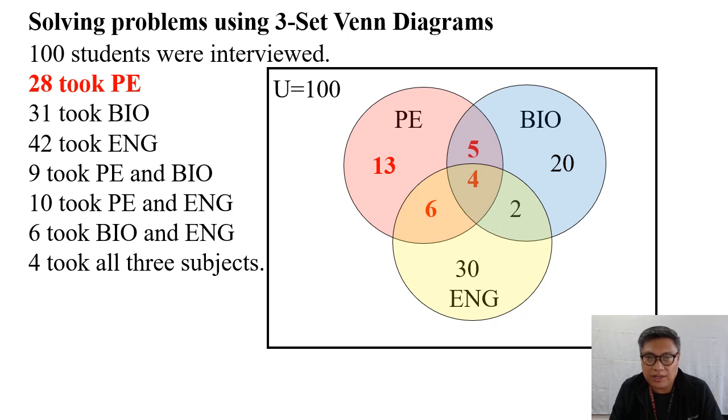And of course, the remaining here, the 15, they have PE as well. However, they have other subjects besides PE. So if you're going to add all of this, and if the total is 100, then there are no students that did not enroll in any of these three subjects. However, if the total is less than 100, then we put the number outside, indicating that there are still some students who don't have any of these three subjects.